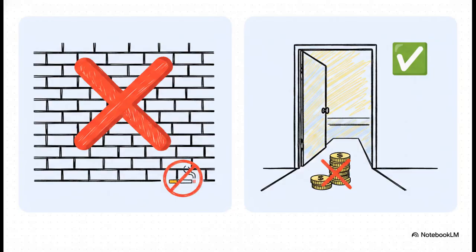And here it is, crystal clear. Must not is a giant red stop sign. It means something is prohibited. It is 100% necessary that you don't do it. You must not smoke here, end of story. But don't have to? That means there is zero obligation. You don't have to pay. It's not required. It's totally your choice. One is a brick wall, the other is a wide open door.